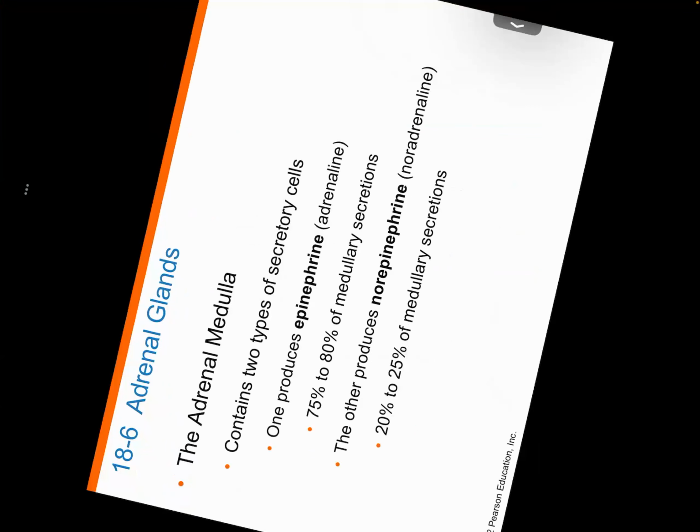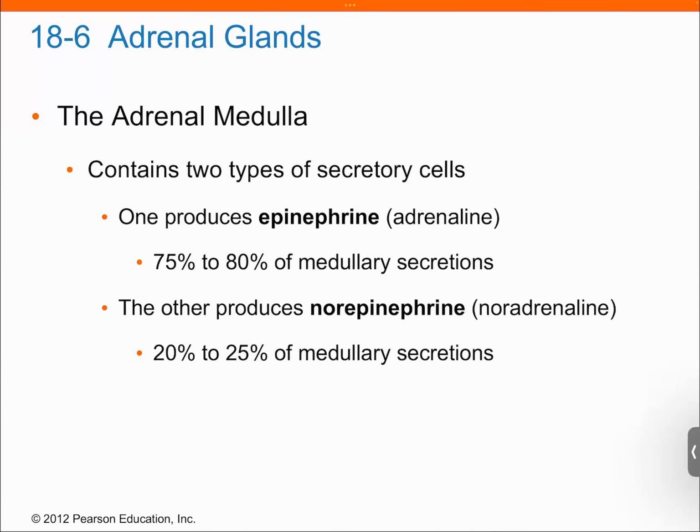So in the medulla, you have two different types of secretory cells. One of them will produce epinephrine, which is adrenaline. And this is a good chunk of the adrenal secretions. Anywhere between three-quarters to almost 80% of the secretions of the medulla is epinephrine, and the rest of it is norepinephrine, or noradrenaline. Both of these together are collectively referred to as the adrenalins.